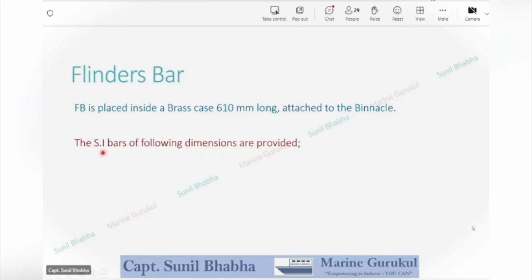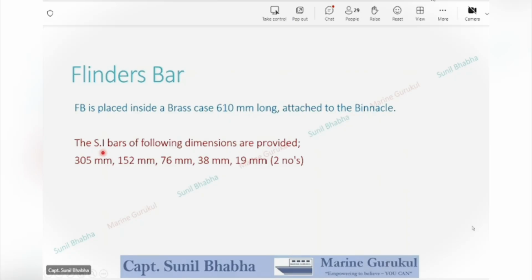The soft iron bars which are put into this casing are provided in pieces. It is not that they provide us with a single-length Flinders bar which is 610 millimeters long. What is provided is that they break up the 610 millimeters into small parts so that the compass adjuster can use the required length of the Flinders bar. So I'll explain to you how this is used.